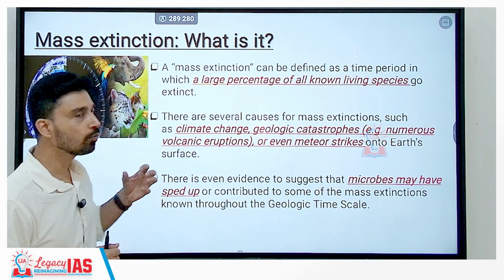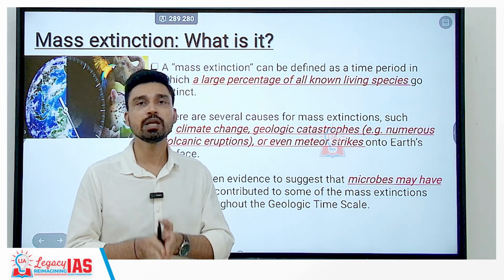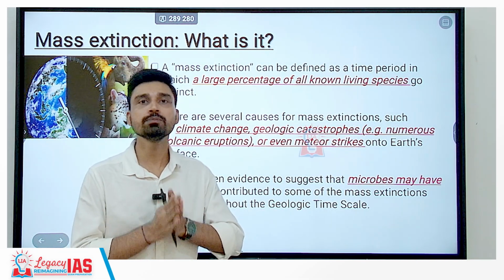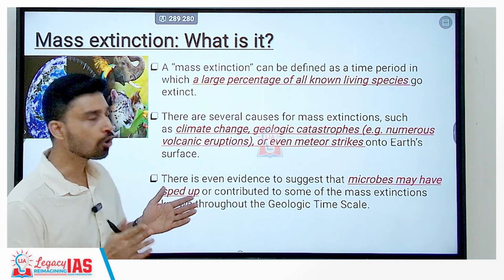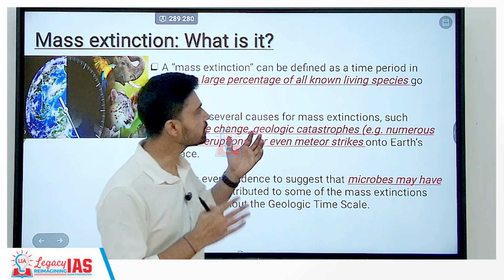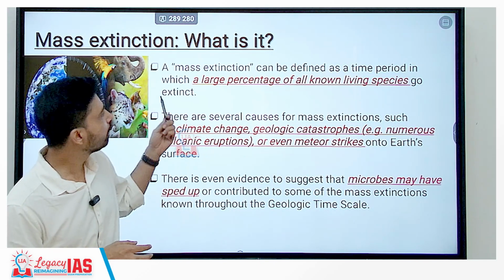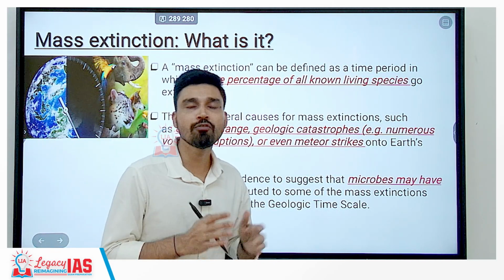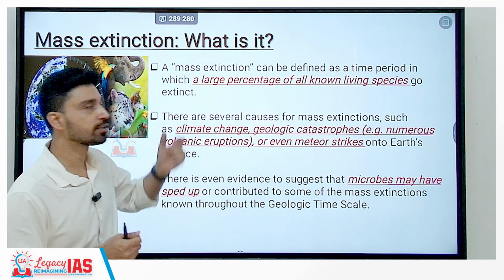Now, before going into each of these 5 events individually, let us first try to understand what we mean when we say the term mass extinction. In the scientific community, it is a common understanding that a mass extinction can be defined as a time period in the geological history of the Earth where a large percentage of all known living species that existed during that time go extinct.